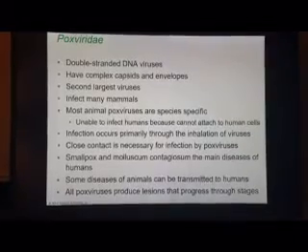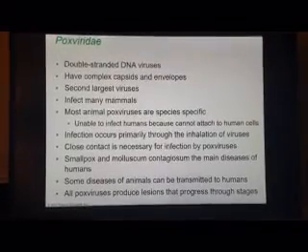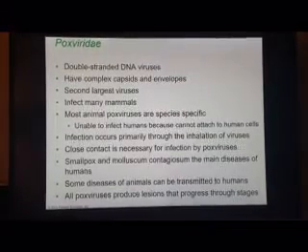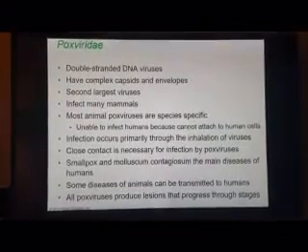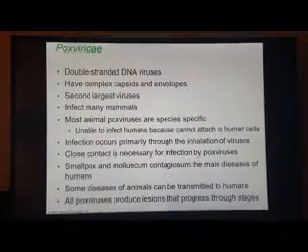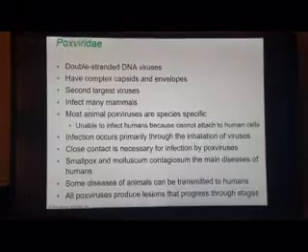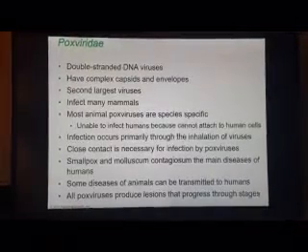Poxviruses are double-stranded DNA viruses with complex capsids and envelopes. They are the second largest of viruses. Their large size makes them potential vectors for introduction of genetic material in vaccines and gene therapy. They infect mammals such as mice, camels, elephants, cattle, and monkeys.